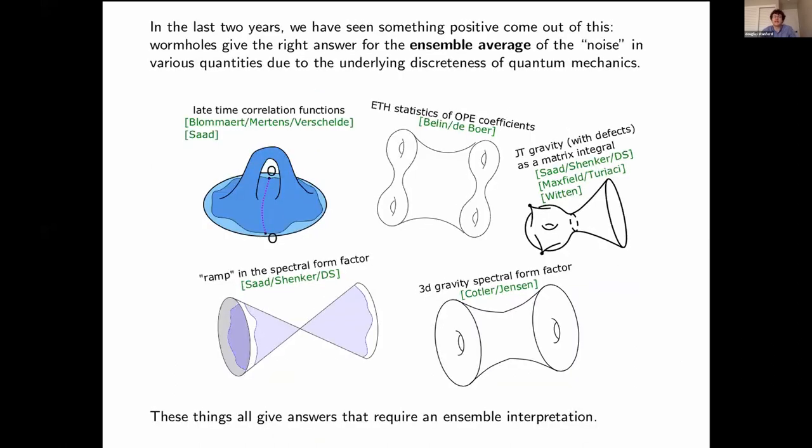So over the last 2 years, we've seen something sort of positive come out of these wormholes, though, which is that they give the right answer for the ensemble average of noise in various quantities due to the underlying discreteness of quantum mechanics. I'm not going to describe these in detail, but because of the discrete spectrum of states in the quantum system, certain observables have a type of irreducible quantum noise, a random erratically fluctuating curve that's a little bit like the trace of a particle undergoing Brownian motion.